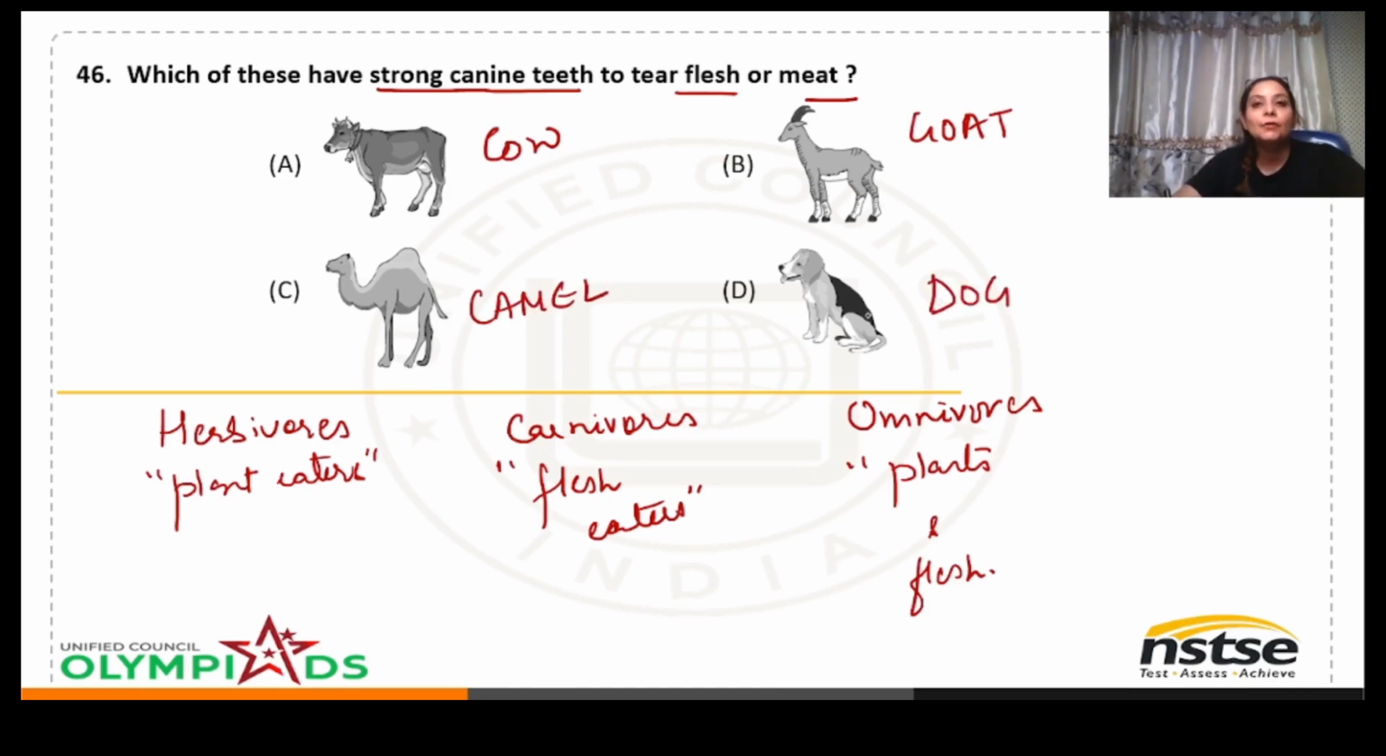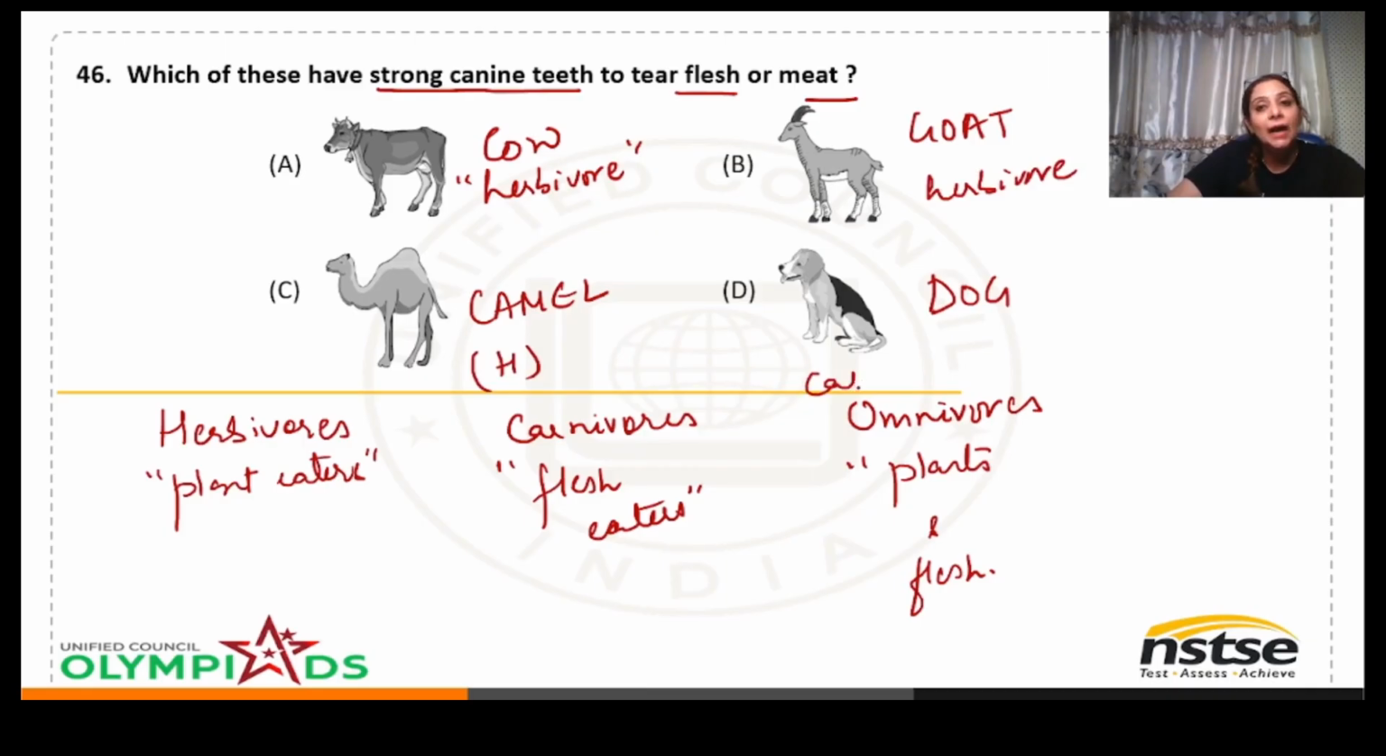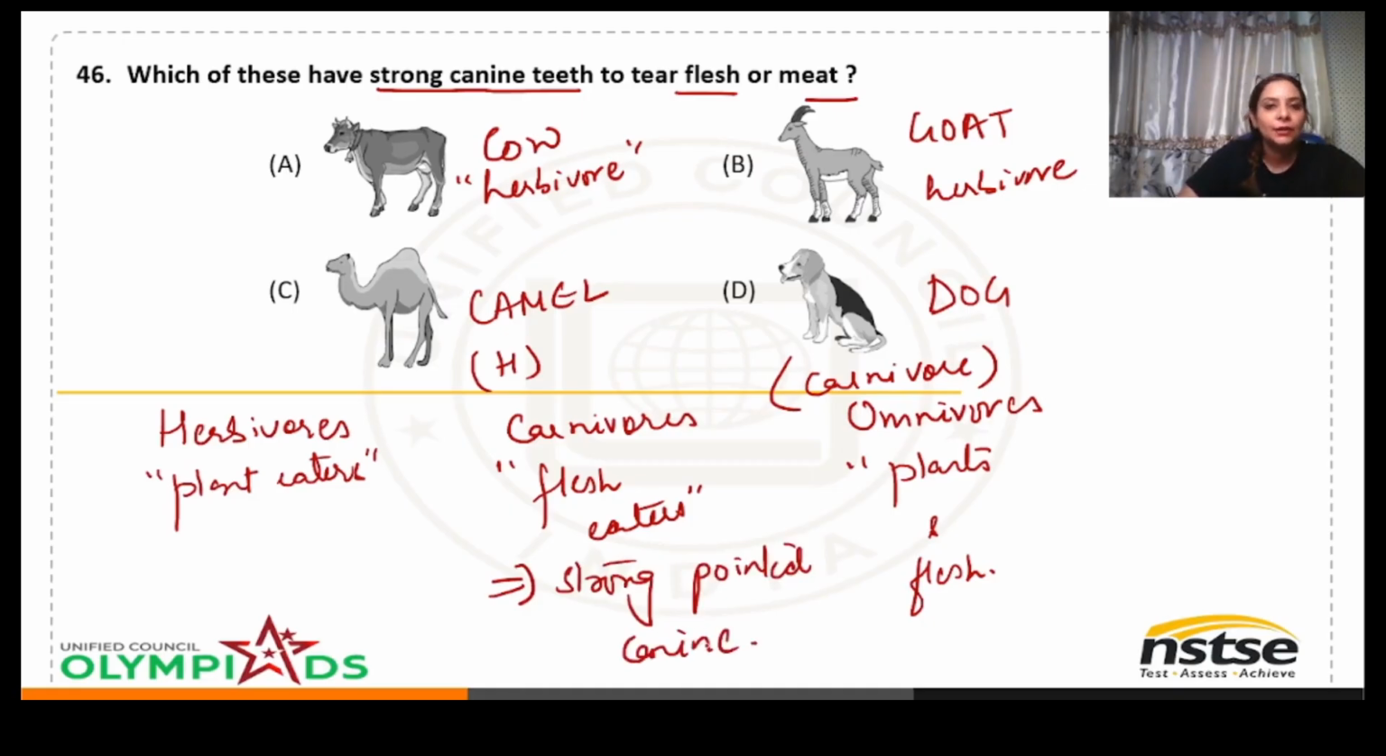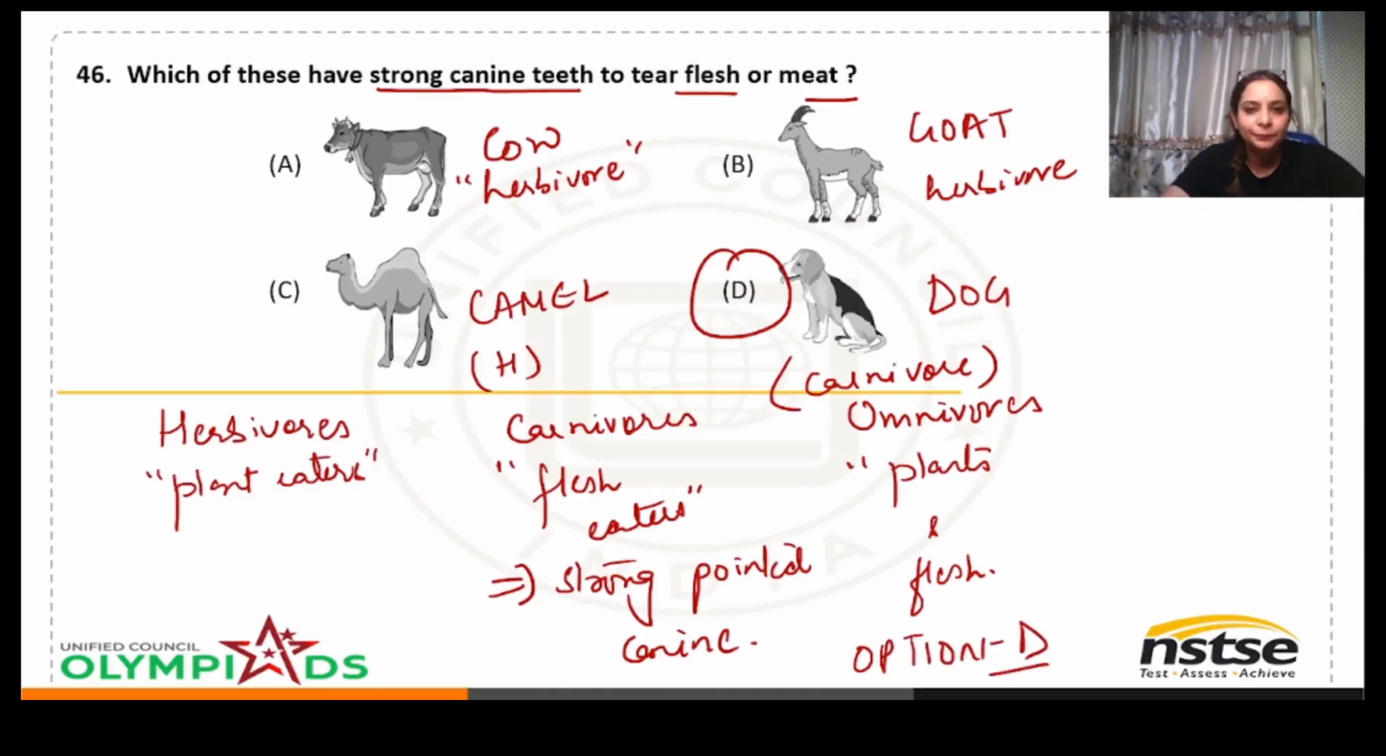Now if we talk about their food habits, cow is a herbivore, that means a plant eater. Goat is also a herbivore, a plant eater. Camel is also a herbivore, but dog is a carnivore. All the carnivores who eat flesh have strong pointed canines so that they can tear the food. Therefore, the correct answer would be option D. So, depending upon food habits, their teeth are modified.